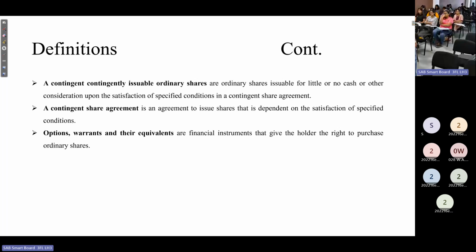Some organizations are issuing share options. After some time, they are eligible to exercise or not exercise that option. Are there any options? Options means not ordinary shares, but in future they could exercise them or not exercise.